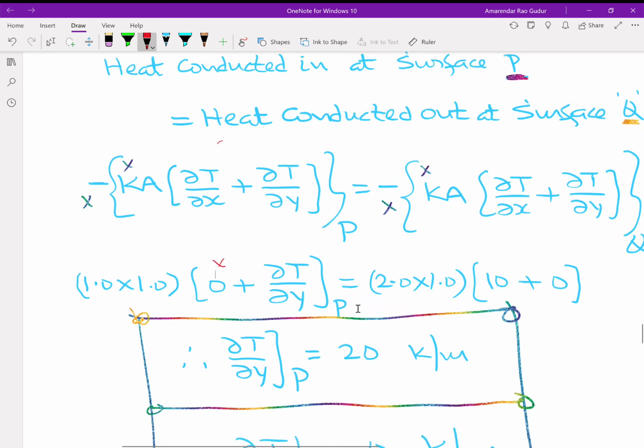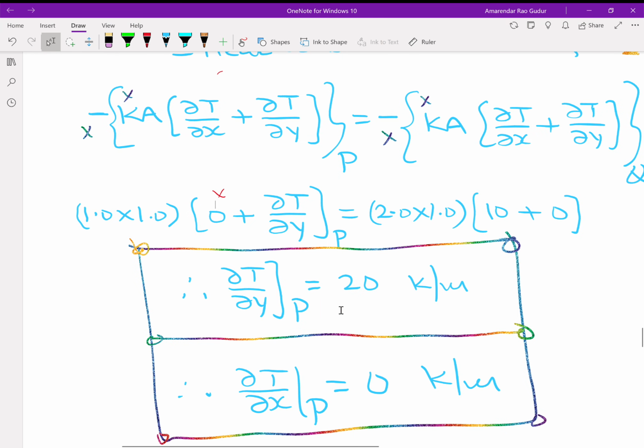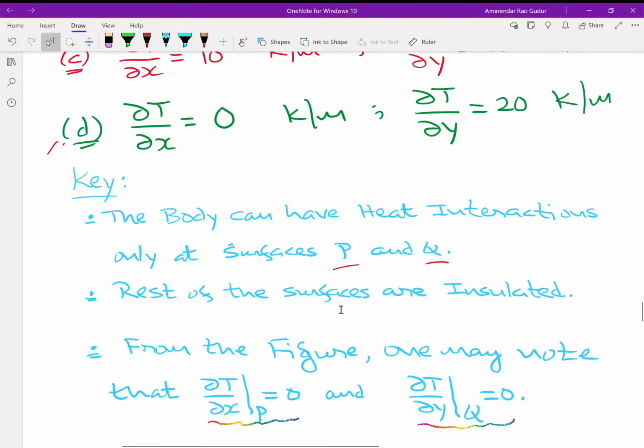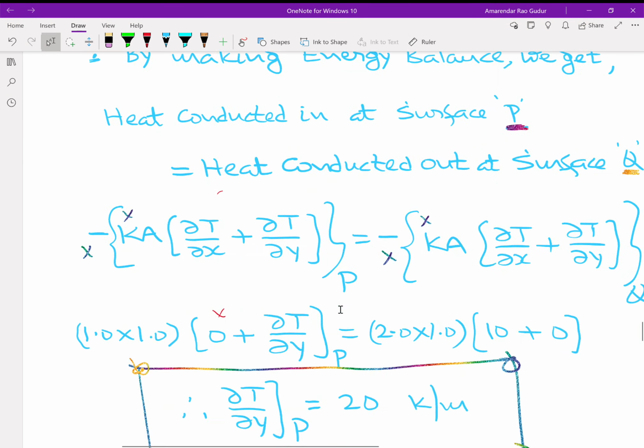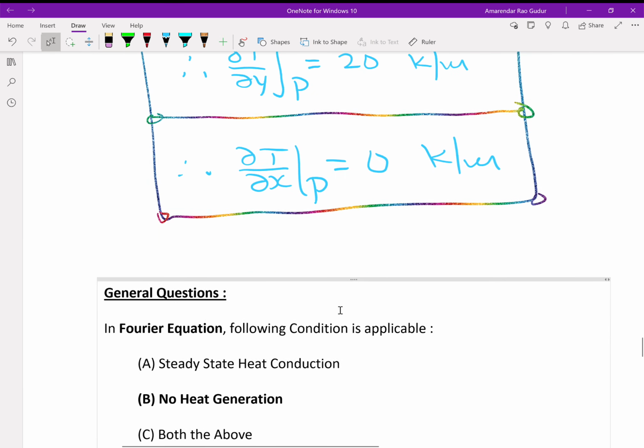As I was mentioning, area at P is 1 into 1, 1 meter square. Area at Q is equal to 2 into 1, 2 meter square. And del T by del x at Q is given as 10, and if you calculate, del T by del y at P will be 2 times 10, that is 20 Kelvin per meter, and del T by del x at P is equal to 0. Therefore option D should be correct. So you can always do some simple calculations to prove this.